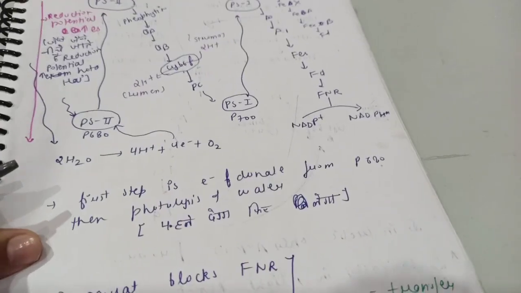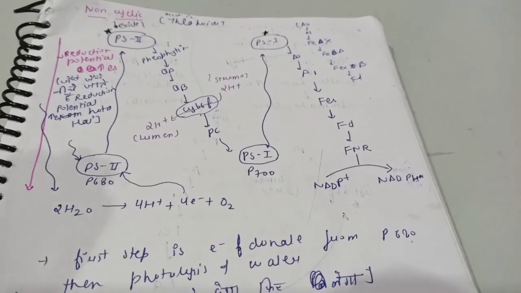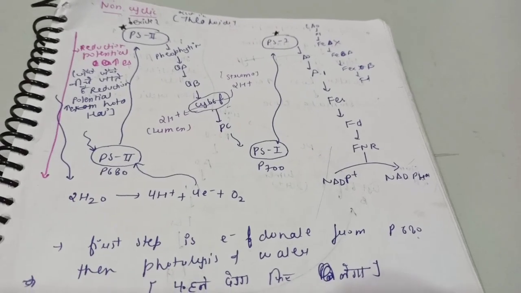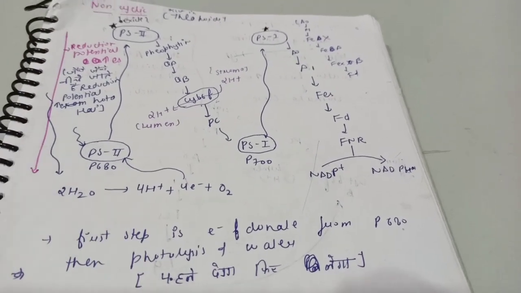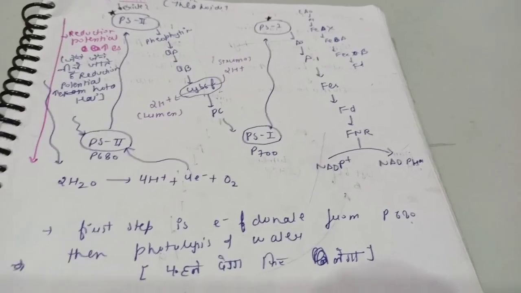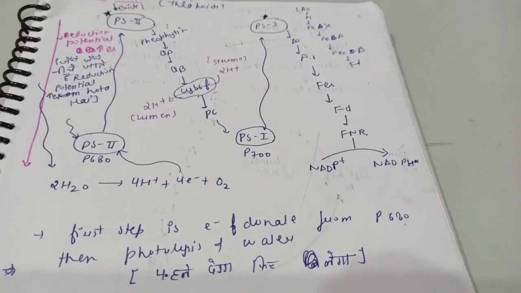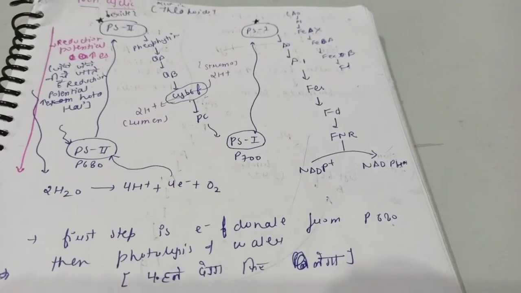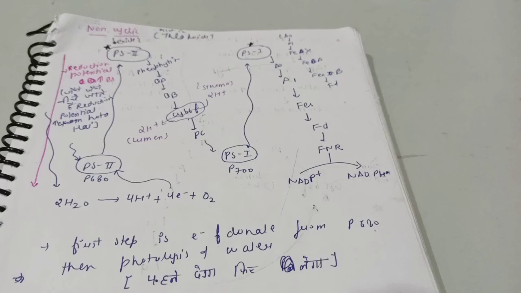Because the photophosphorylation reaction leads to the formation of ATP as well as NADPH. It is the non-cyclic pathway, so it leads to the formation of both ATP and NADPH, and both ATP and NADPH will get utilized in the dark reaction, which takes place in the stroma, not in the thylakoid.